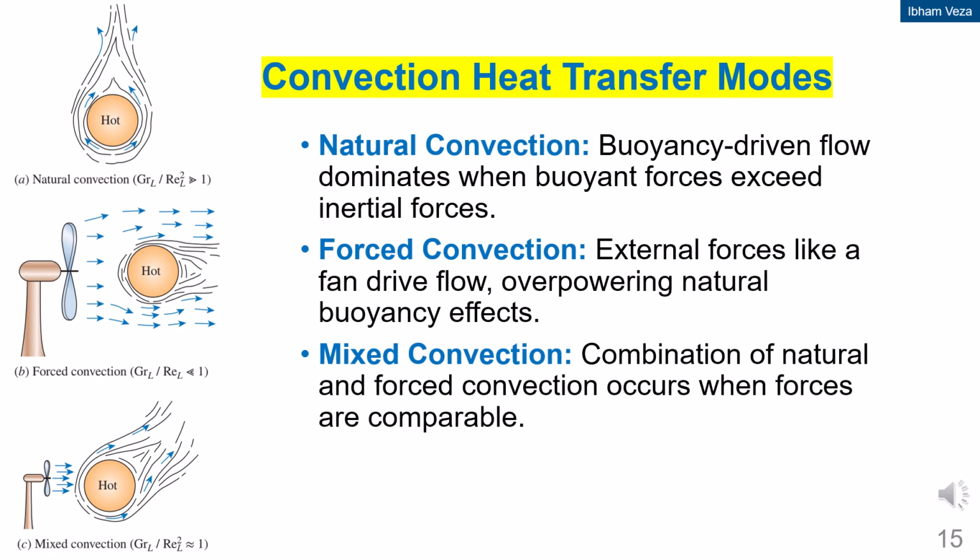Convection heat transfer modes. Natural convection occurs when the flow is driven purely by buoyancy forces. Forced convection occurs when the flow is driven by external devices such as fans or pumps. Mixed convection appears when both mechanisms are significant. The comparison between Grashof and Reynolds numbers determines the dominant regime. This classification is important for selecting the correct heat transfer correlation.